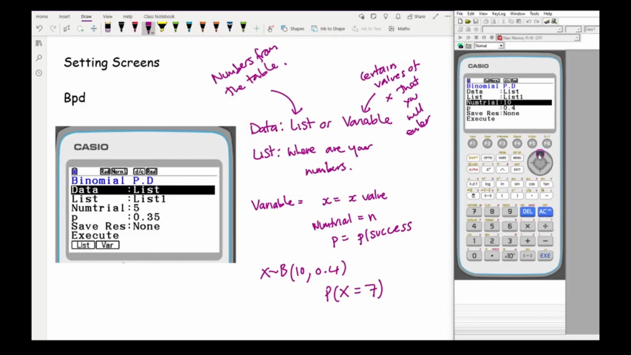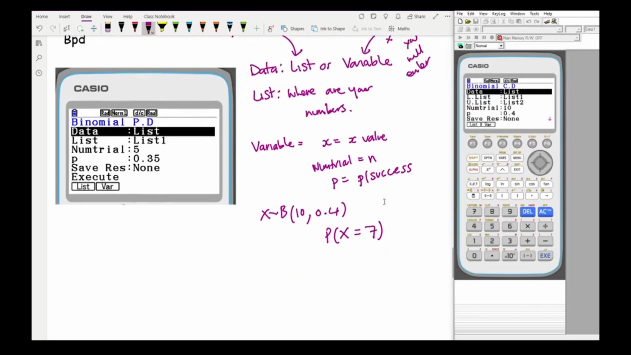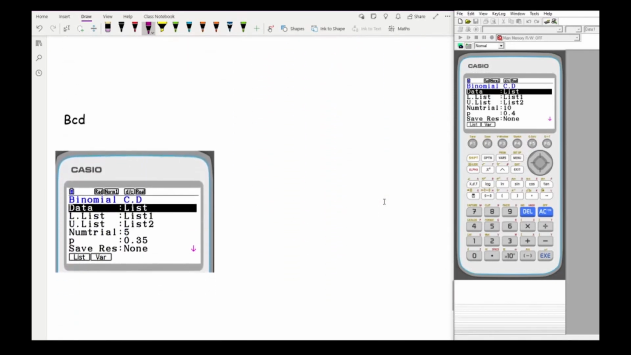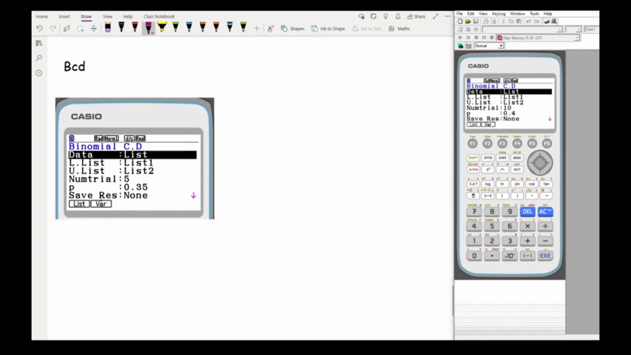So going from that, we can then look at variables. So let's have a look at some other questions. Let's have a look at when we're going into BCD mode. So binomial BCD mode. Here, again, I've got my options of what I could have. Now in terms of this, I would strongly recommend you don't faff about with the lists. Always go for variable when you're in this mode. The good thing about this is it gives us our upper and lower values. So when we're dealing with BCD, for data, always select variable.